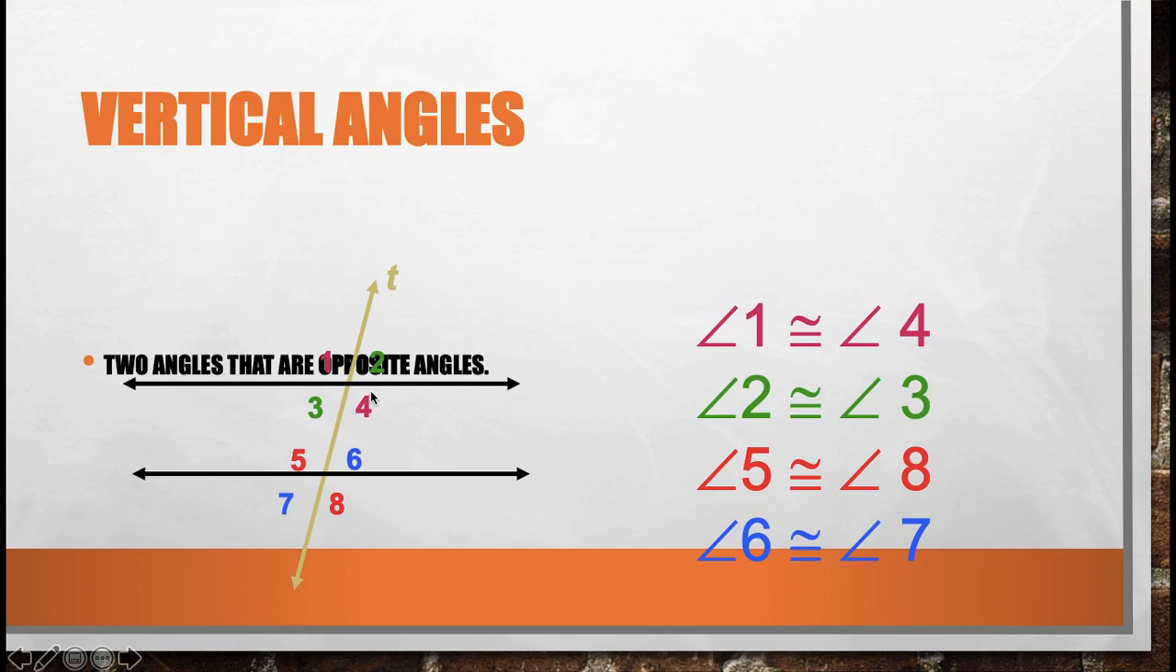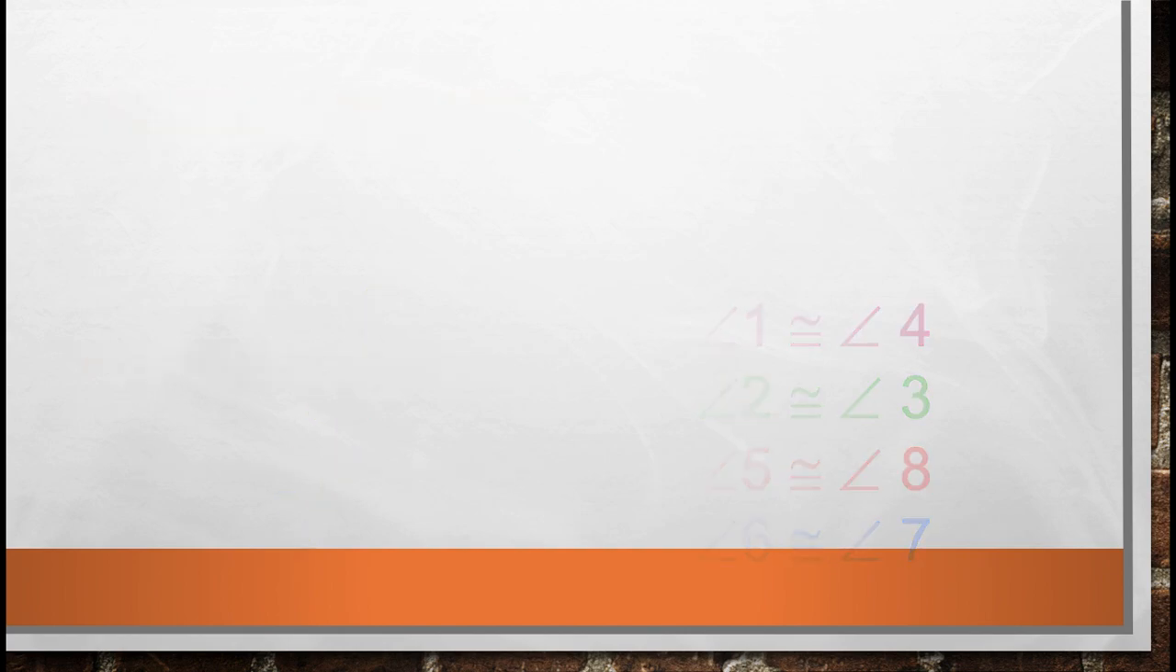See, the vertically opposite angles I have given with the same colors. 5 and 8 are vertical angles, two angles that are opposite. 7 and 6 likewise. Angle 1 and angle 4 are vertically opposite angles. Likewise, angle 2 and angle 3, angle 5 and angle 8, angle 6 and angle 7 are vertically opposite angles. Now I will come to the features of vertically opposite angles.